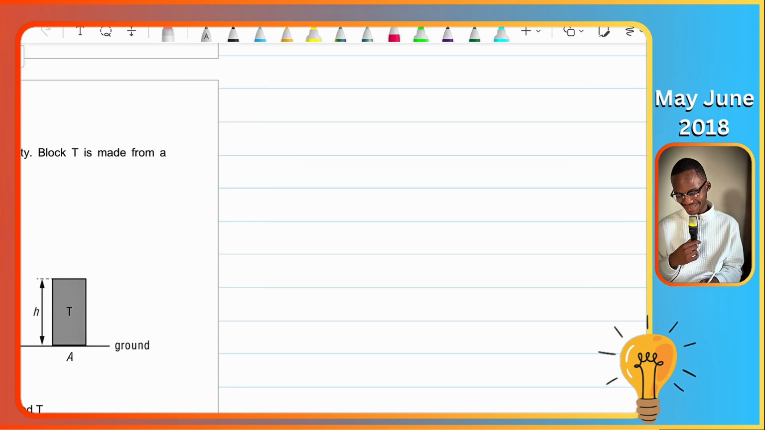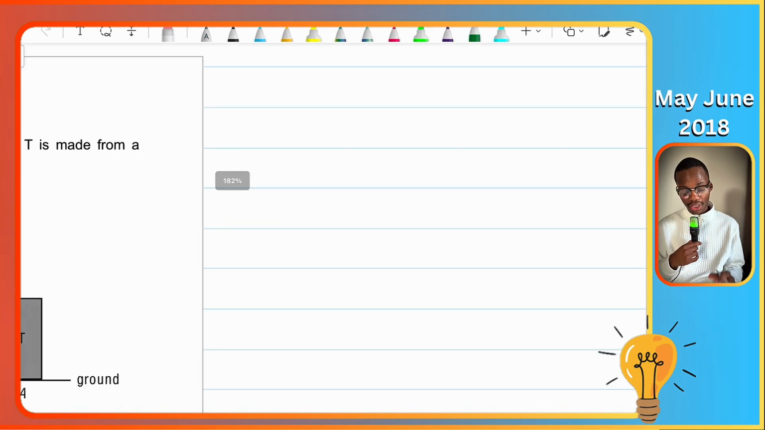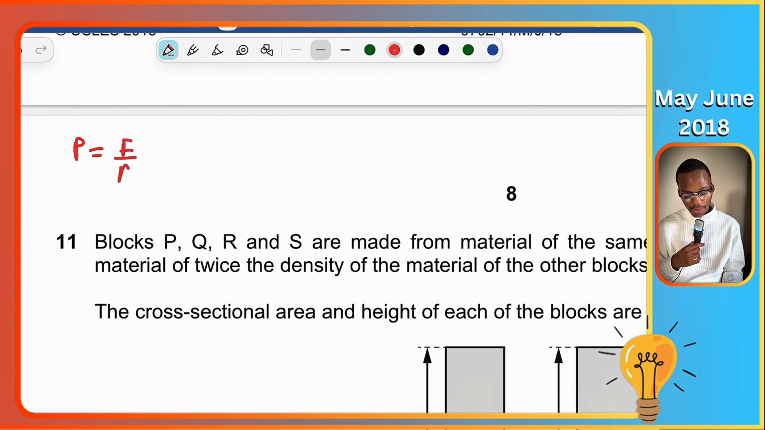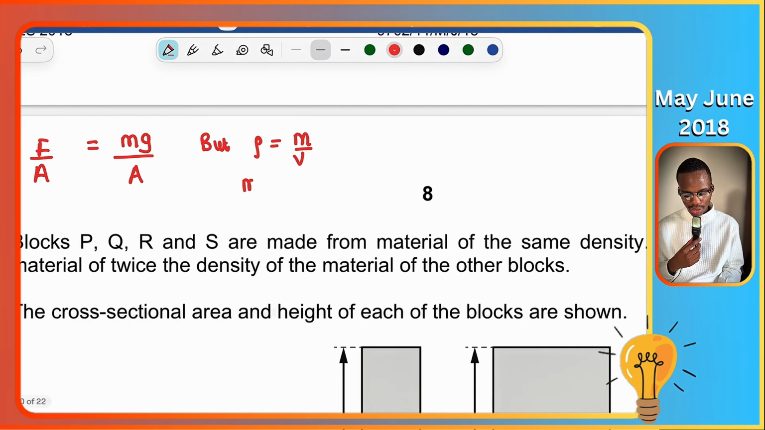Okay, let's have some fun here. So we know very important facts here, guys. We've learned a lot of things. We know that pressure is actually the force per unit area. So if they're going to exert the same pressure, we need to have the same force per unit area. But force is actually mg. But they talked about density. Density is actually the mass per unit volume. So mass is actually density times volume. Okay, so keep that in mind.